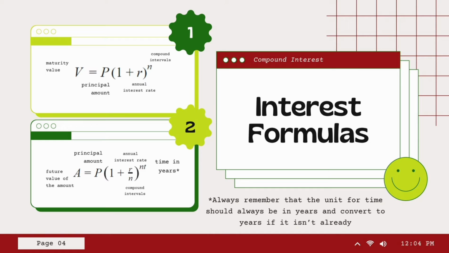For the formula used in finding compound interest, A is equal to P times quantity 1 plus R over N to the power of NT, wherein A is the future value of the amount, P is the principal amount, R is the annual interest rate, N is the compound intervals, and T is the time in years. We must always remember that the unit of our time should be in years. If the given isn't already in years, we have to convert it to be able to perform the solution properly.